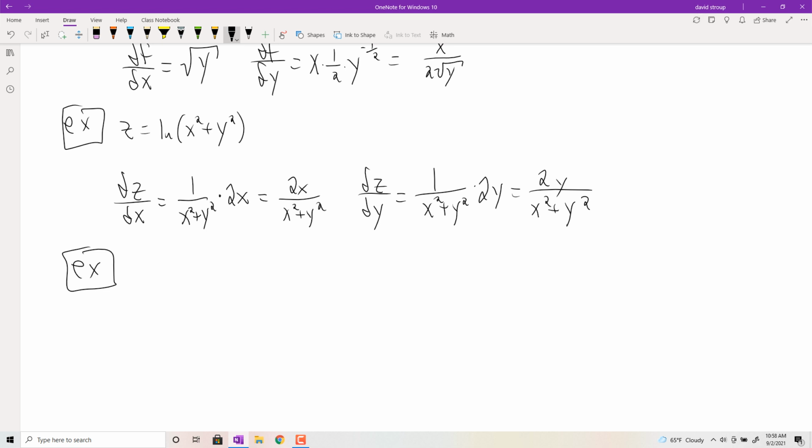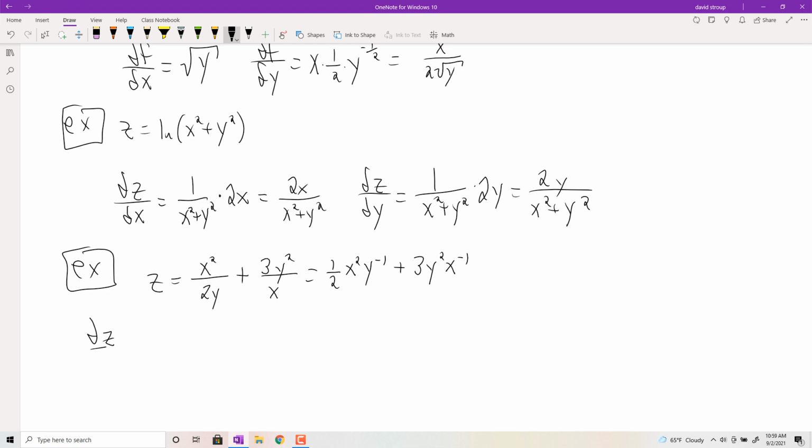This next one always seems to give people trouble because of the way it's written. People want to do like the quotient rule on it or something. It's not necessary. So the trick to this is just kind of rewrite everything with negative exponents. Okay. And then let's do the derivative.